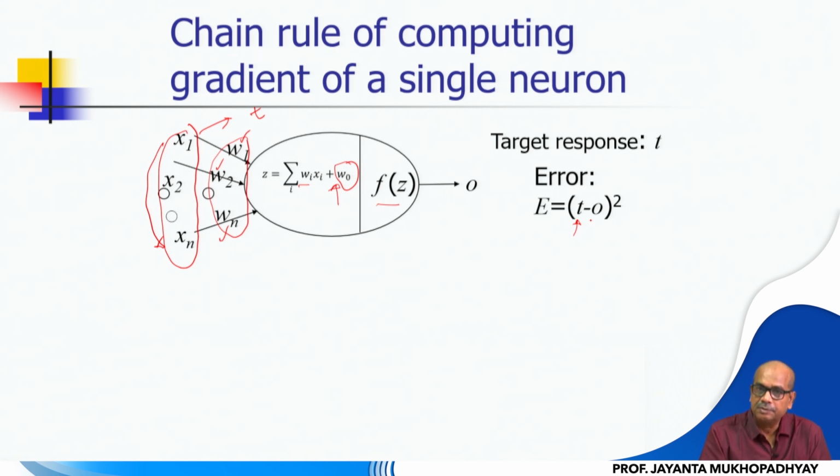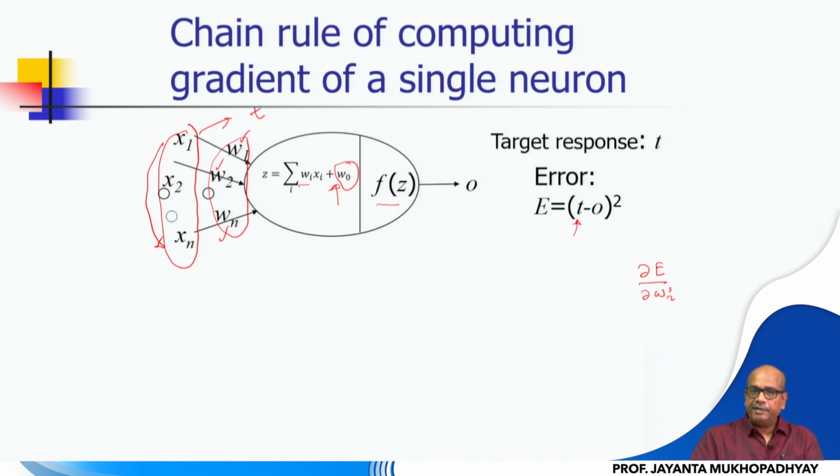So, what do you need to do? You need to compute the gradient of E with respect to all these weights, or individually we have to compute the gradient of E with respect to a particular Wi, the ith weight, so partial derivatives. That means keeping all others fixed, you can compute it.